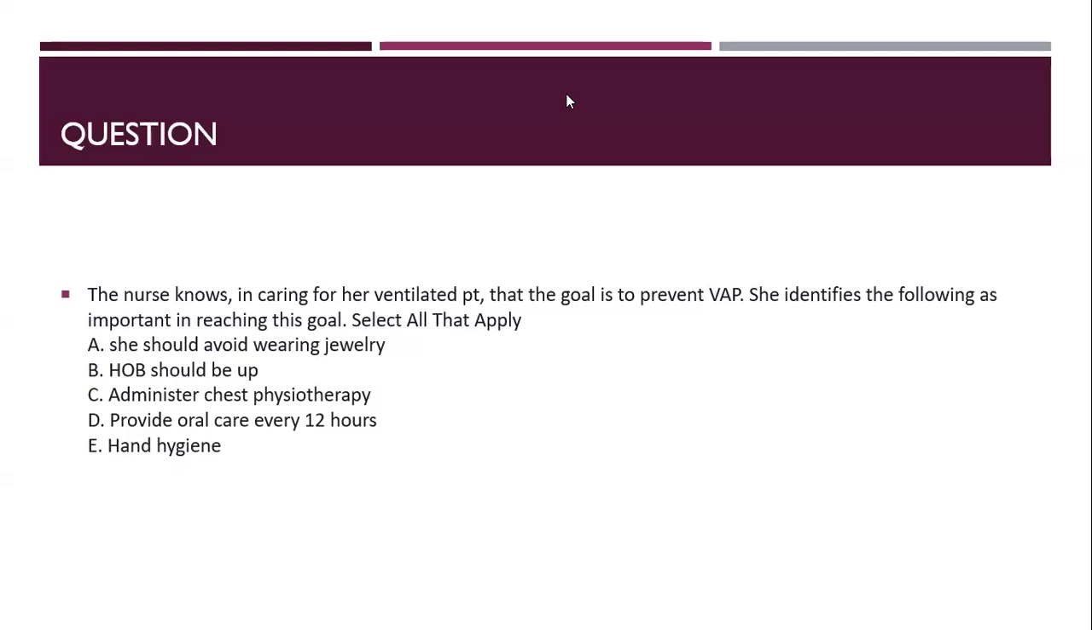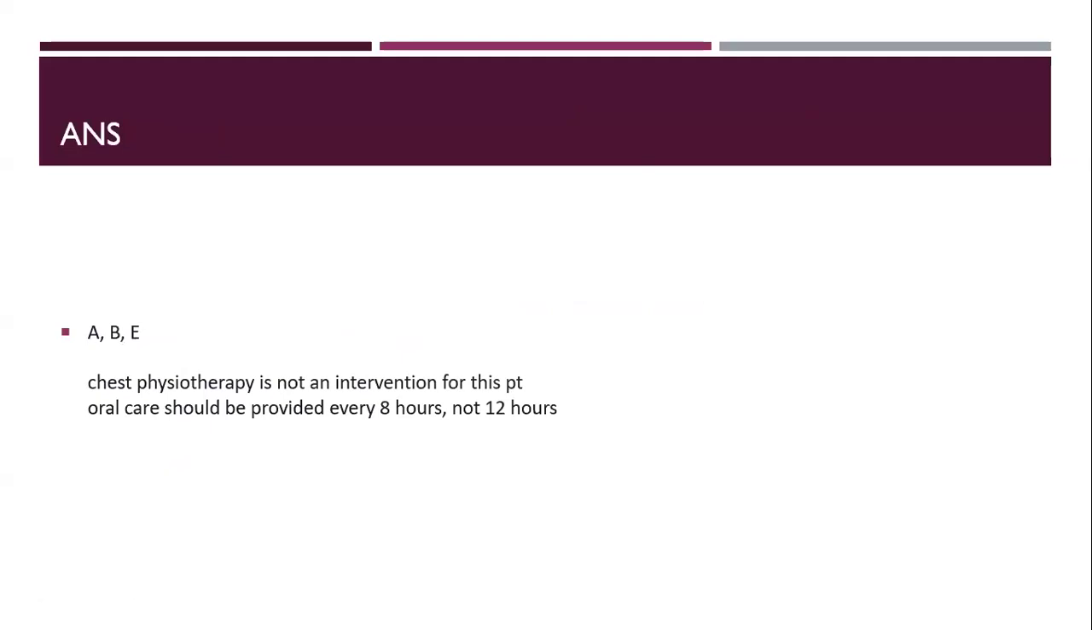I don't see the correlation. They said we are preventing something, so you are preventing ventilator-associated pneumonia, meaning infection. If the patient is wearing jewelry, would they affect aspiration? I don't know. Okay, I see. Let's look at the rationale. So the answer is A, B, E.